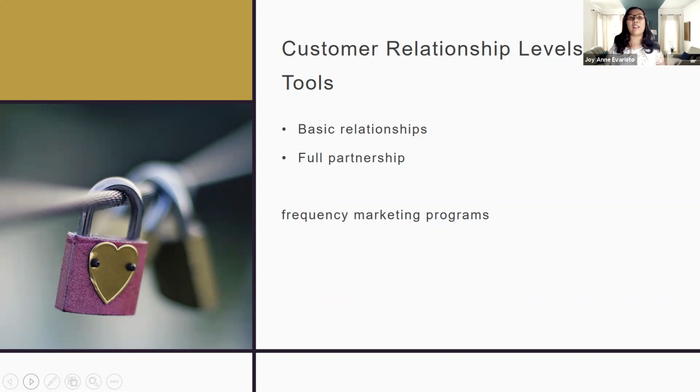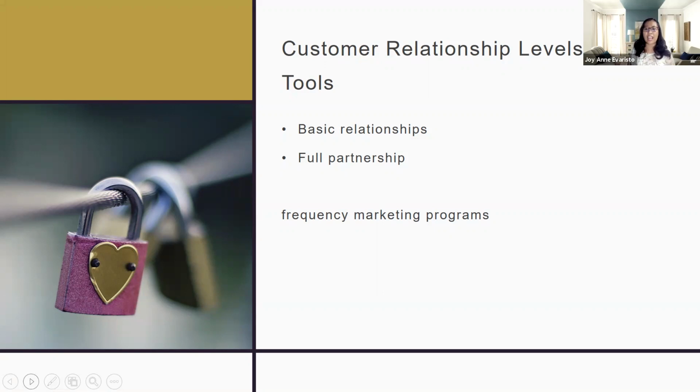And for that kind of relationship between you and Tide, the relationship is what we call basic relationship, because I'm pretty sure you do not give feedback to Tide, or Tide does not really reach out to you to get your feedback. All it does is promote the product, and then once you buy the product, the transaction ends. There's no really deep relationship between you and Tide.